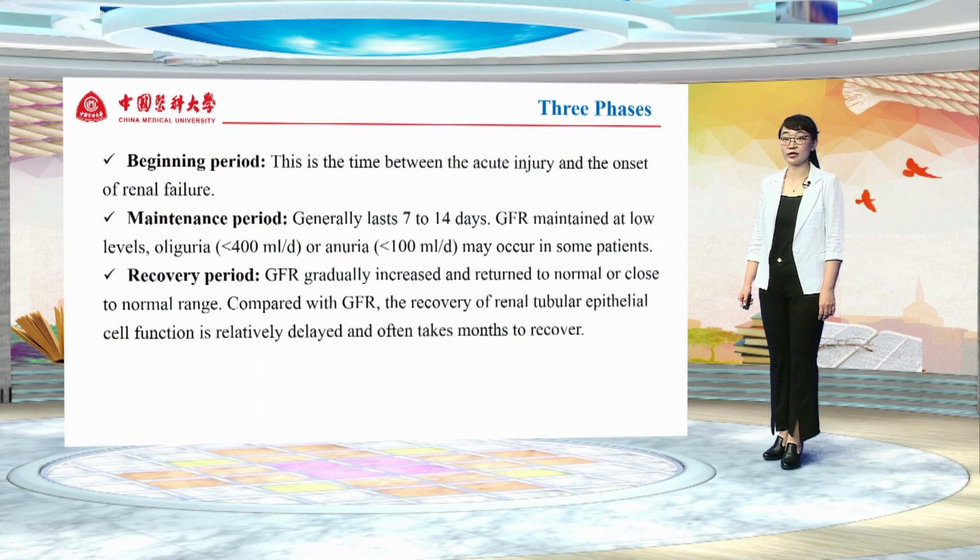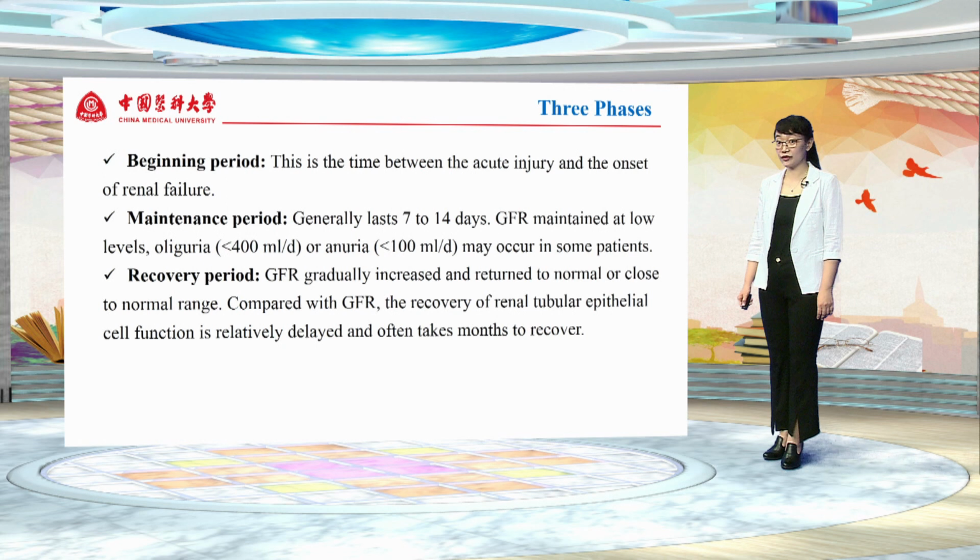The typical clinical course of AKI is divided into 3 stages. First, beginning period. This is the time between the acute injury and the onset of renal failure. Next, maintenance period. Generally, this period lasts 7 to 14 days, but can also be as short as several days or as long as 4 to 6 weeks.